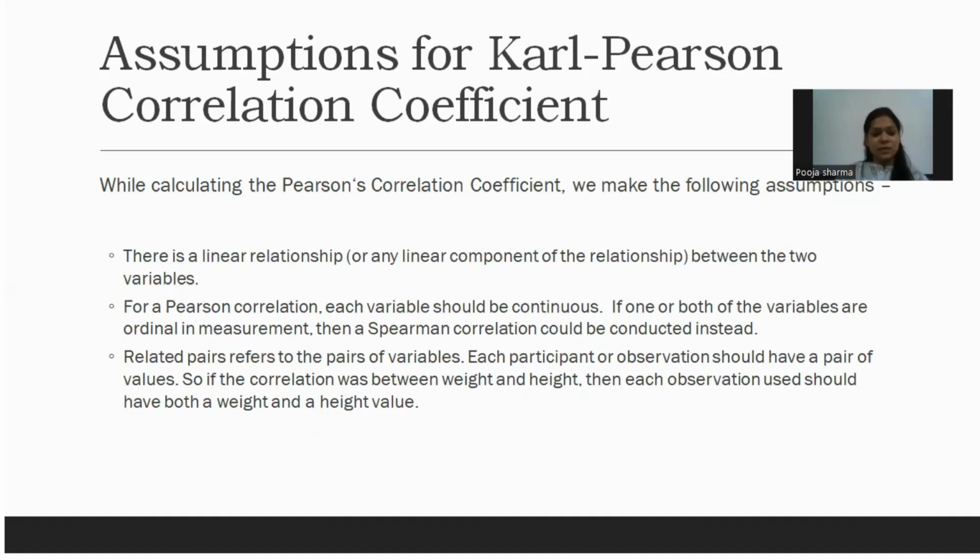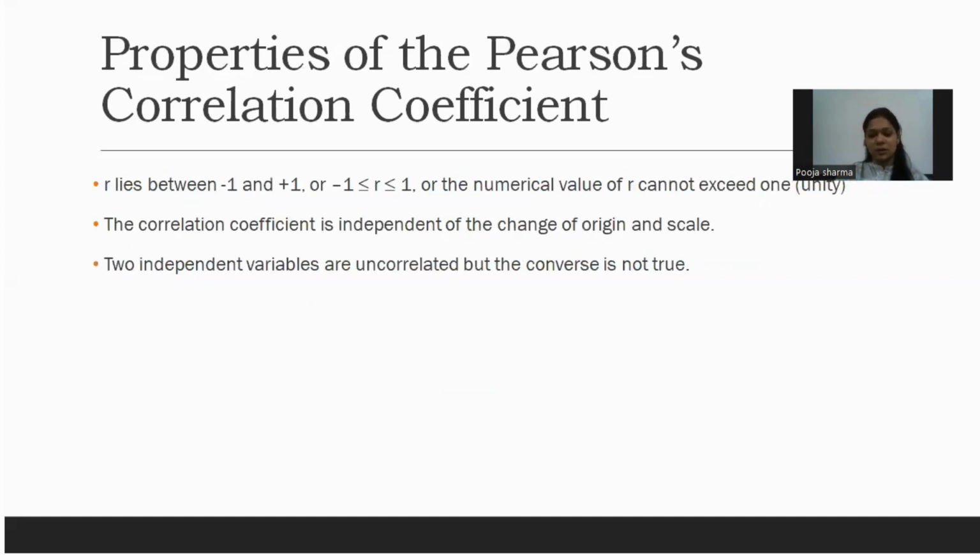The next assumption is that we must have an equal number of observations. For example, if we have 8 observations in the x variable, then we should have 8 observations in the y variable. Then only can we find the correlation between these variables. Otherwise, we are not able to find the correlation.